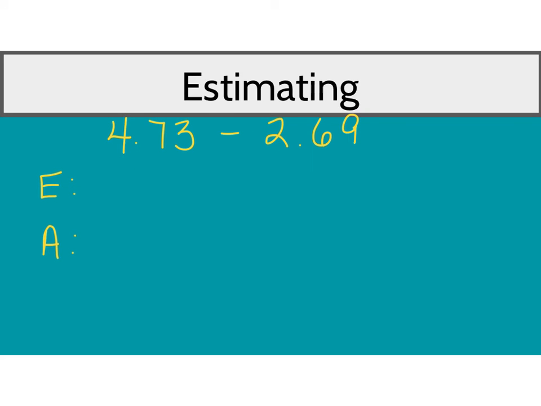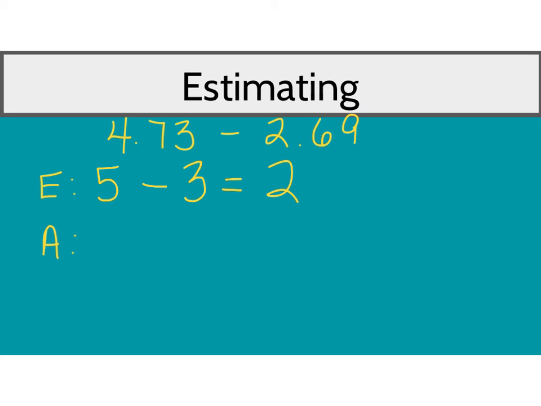All right, so let's try a subtraction problem for good measure here. We're going to take a look at 4 73 hundredths minus 2 69 hundredths. First of all, I need to estimate. So 4 73 hundredths, the closest whole number is going to be 5, minus, and if we look at 2 69 hundredths, that's going to be the closest whole number of 3. So 5 minus 3, my estimate is 2.